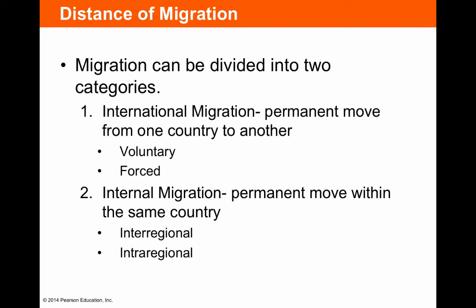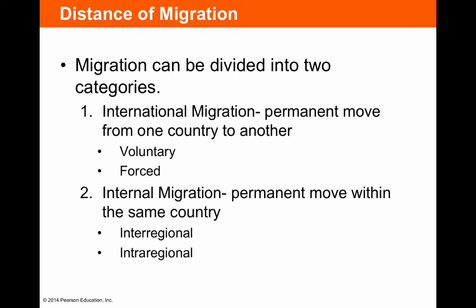Internal migration is a permanent move within the same country. So this would be interregional, when people are moving for jobs. And then intra-regional would be when people move within the same region. So they move from one part of an urban area to another. So, for example, let's say you live in a city, but you live in an older part of a city and you want to move to the newer part of the city.